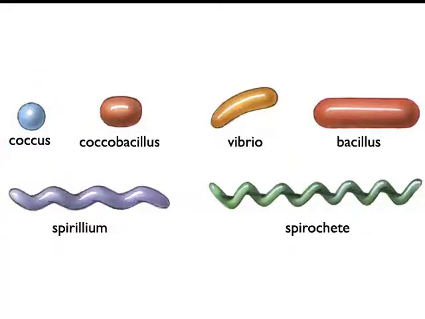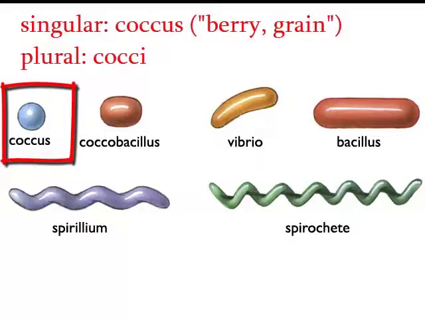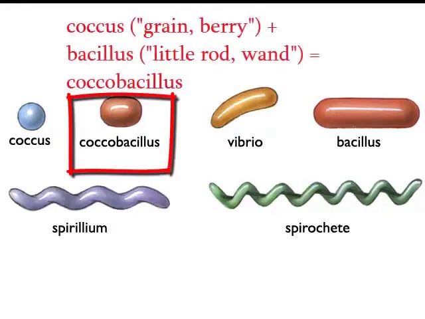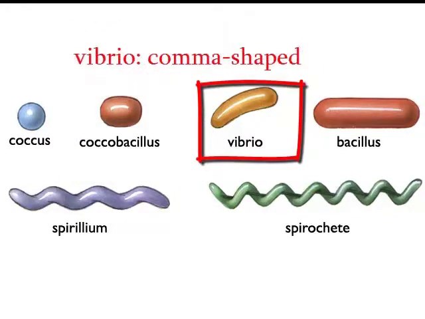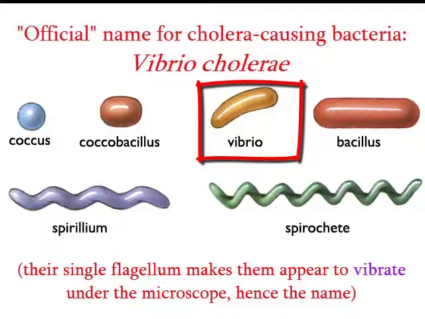Okay, so the first word you need to learn is coccus, and this is just like a little round ball, spherical. We'll look at cocci as the plural, things like your streptococci, staphylococci. See where the cocci comes in on the end of those? They're spherical balls. A coccobacillus is kind of in between a long rod-shaped organism and a round shape. Vibrio are comma-shaped, and the classic Vibrio is the organism that causes cholera.